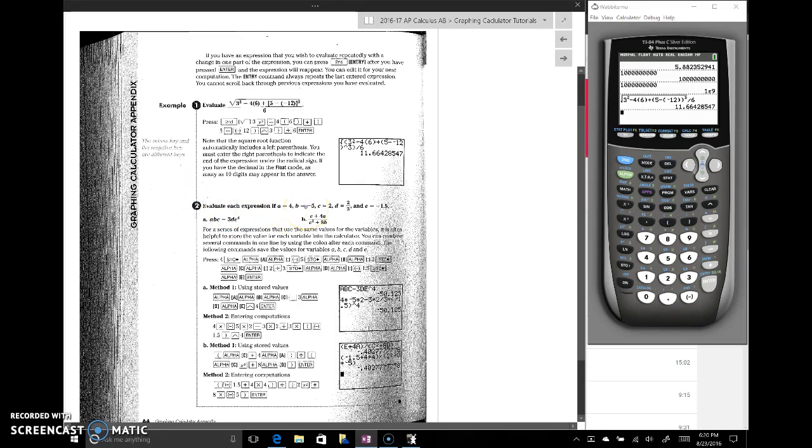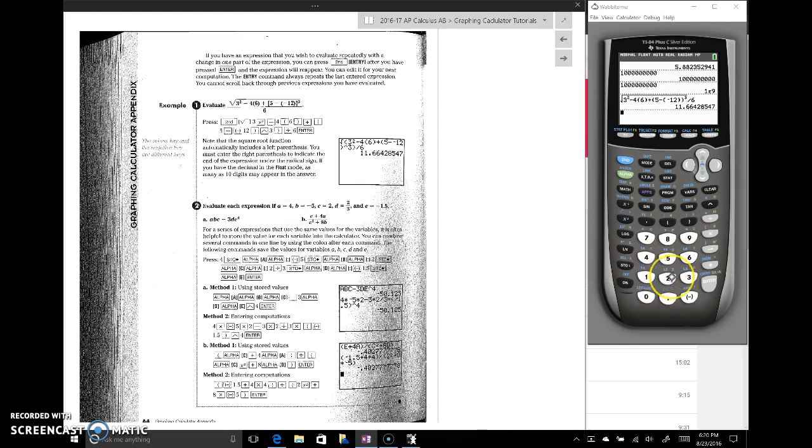We can take the value 4 and store it into the variable A. So we're going to press 4, then STO, this is store, and it gives us that little arrow to the side. And then we can press alpha A. And that's going to store the value 4 into the variable A. So now, if I were to type 4 times A, I'll get 16. So that works out really well.